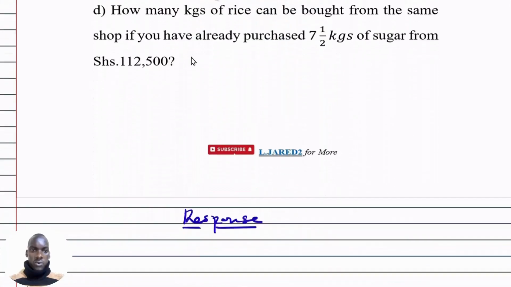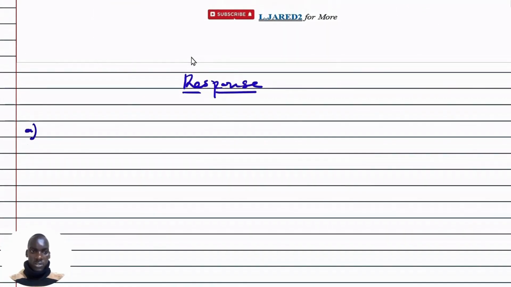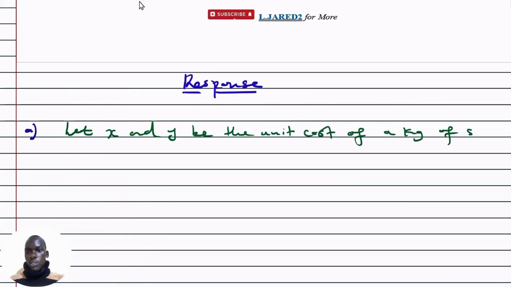So from here, we are going to form now 2 simultaneous equations. But before we make them, we need to define our variables we are to use, because we don't know the unit cost of a kilogram of sugar and as well a kilogram of rice. That means we need to begin by letting, so we can say, let X and Y be the unit cost of a kilogram of sugar and rice respectively.